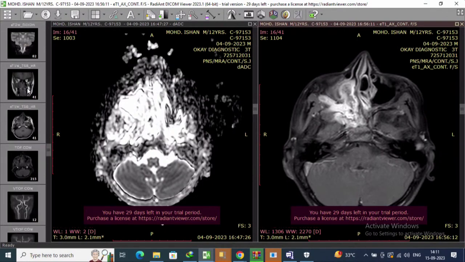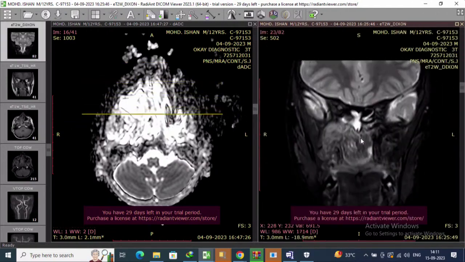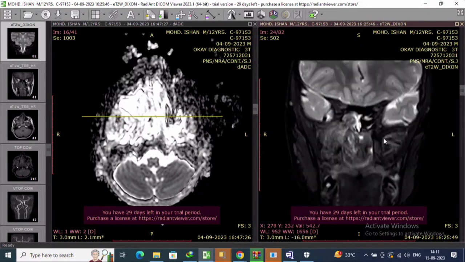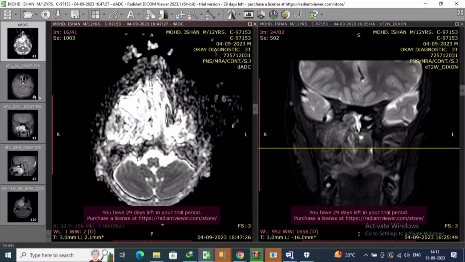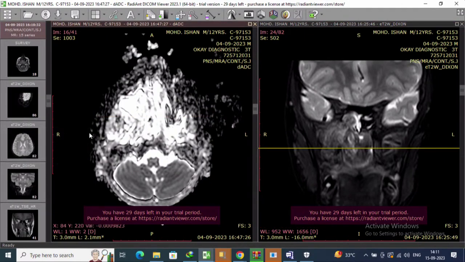Number 3 is the involvement of the pterygoid bone. I told you that pterygoid involvement is the biggest reason for so-called recurrence. See here, this is the pterygoid fossa. This is the pterygoid body, and this is the greater wing of sphenoid. In this fat suppressed imaging, let me put fat suppressed and non-fat suppressed imaging. This is very, very important to prevent recurrences.